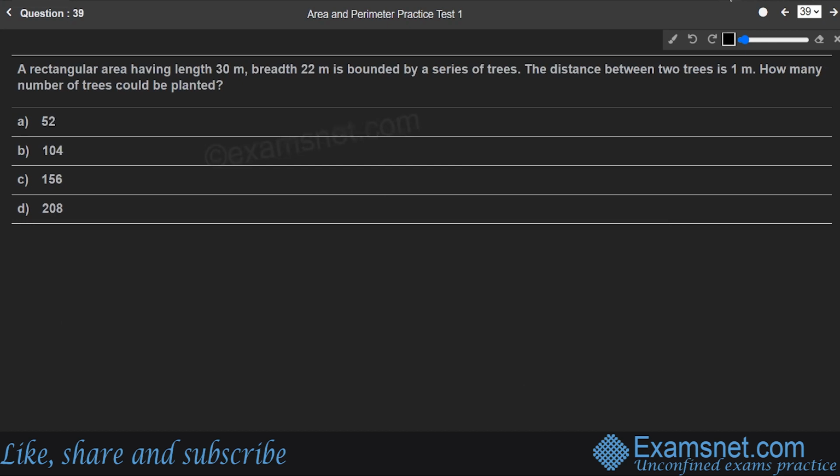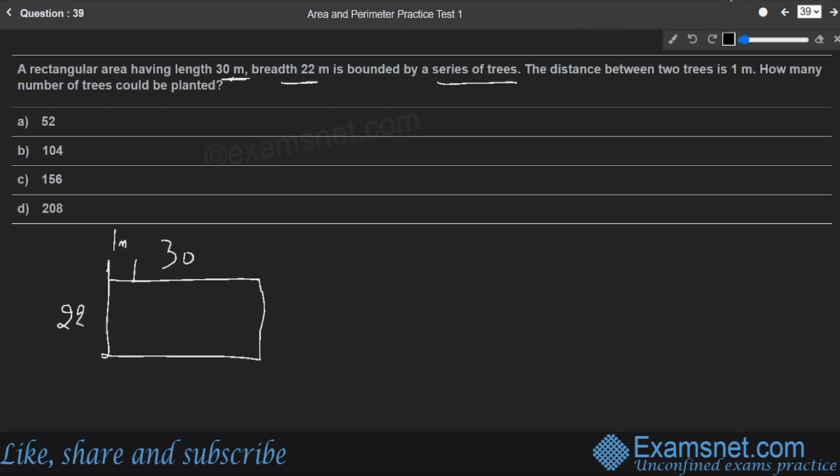Now he says a rectangular area having length 30 meter, breadth 22 meter is bounded by a series of trees. So the length has to be created as 30 and the breadth has to be created as 22 meter. This is how it is, the rectangular portion is marked like this. The distance between two trees is 1 meter. So this is marked by trees only. One tree and another tree has a distance of 1 meter in between, and this is how the trees are planted.